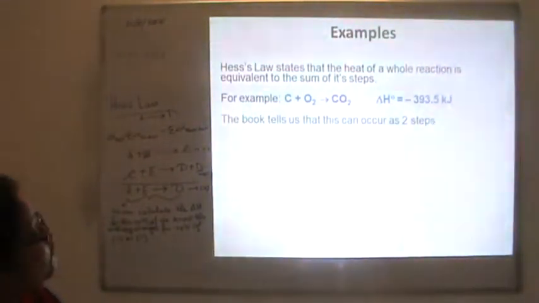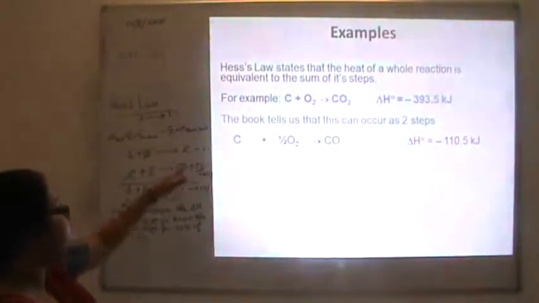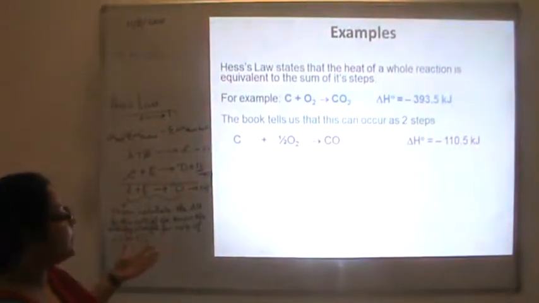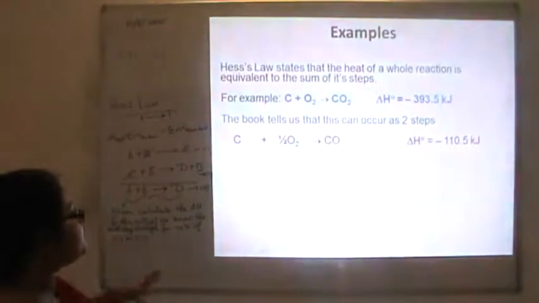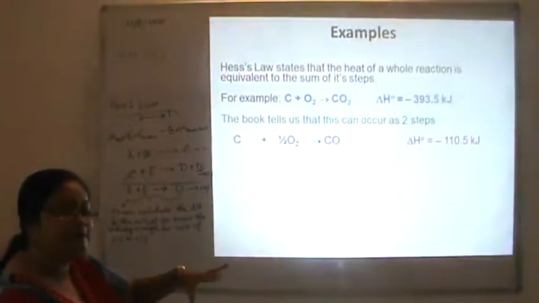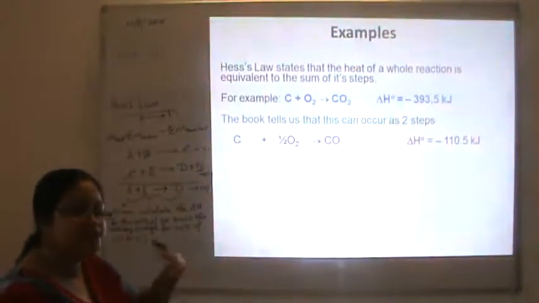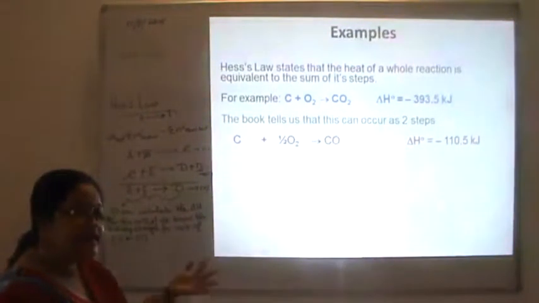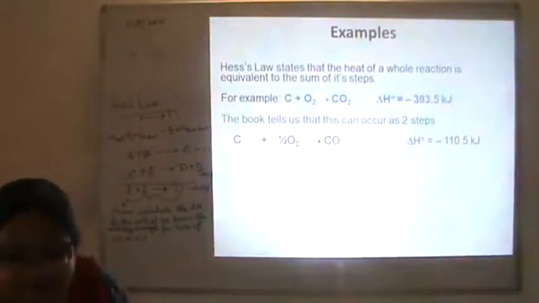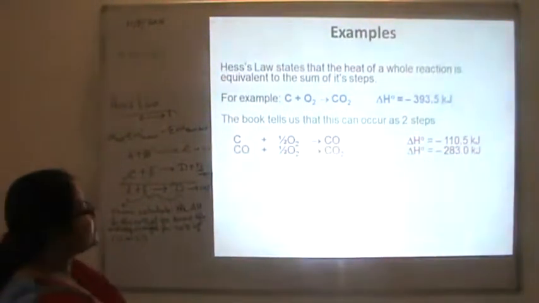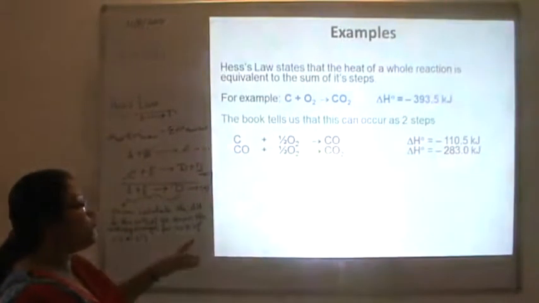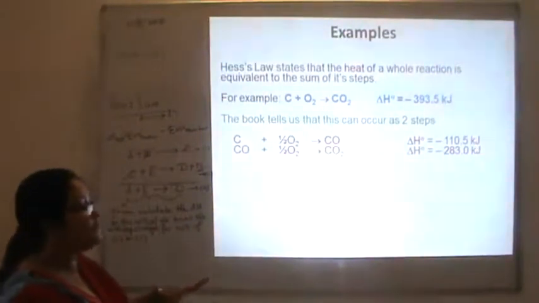So from the book, we get carbon with incomplete combustion. Carbon in incomplete combustion forms carbon monoxide. This is an incomplete combustion reaction. Combustion means burning in the presence of excess oxygen. It forms carbon monoxide, and carbon monoxide reacts with half a molecule of oxygen to form carbon dioxide. This is the complete reaction.